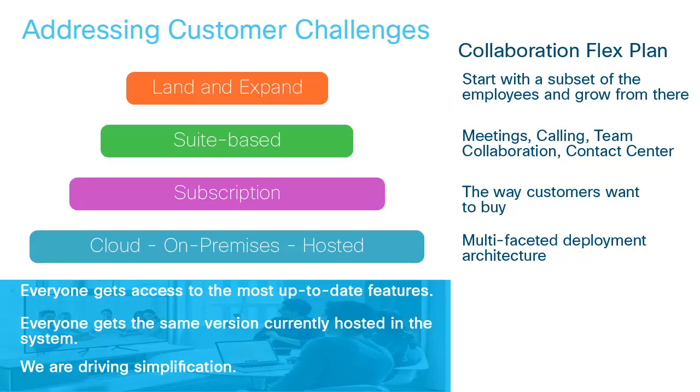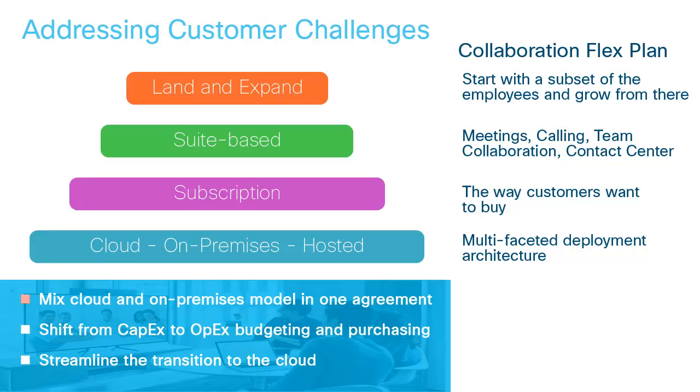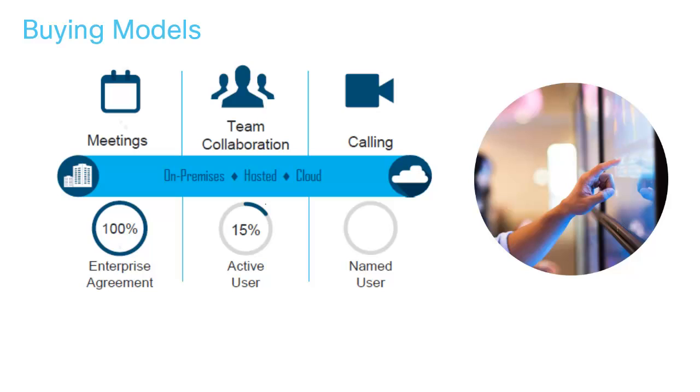The Cisco Collaboration Flex Plan reflects Cisco's strategic direction for collaboration by enabling customers to purchase via subscriptions, enabling them to manage budgets easily and add new services as needed. Mix cloud and on-premises model in one agreement. Shift from CapEx to OpEx budgeting and purchasing, and streamline the transition to the cloud. One agreement covers software, features, services, and technical support.